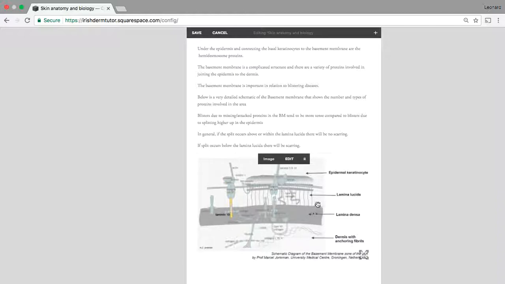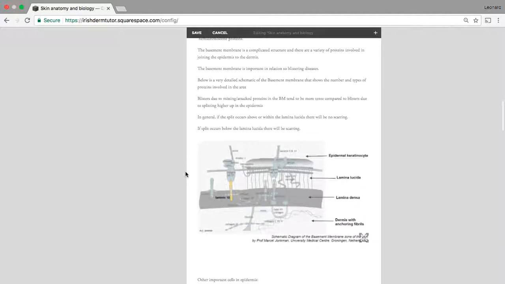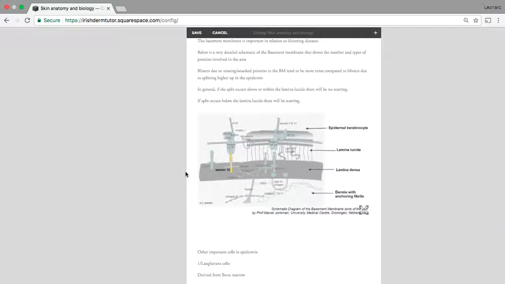Now, in general, you can see here the lamina lucida. If the blistering or the split occurs here or above it, generally you don't tend to get scarring. However, if the blistering occurs below it, you can get scarring. I will do a section later about the different blistering disorders, and I'll go through this again in that section.